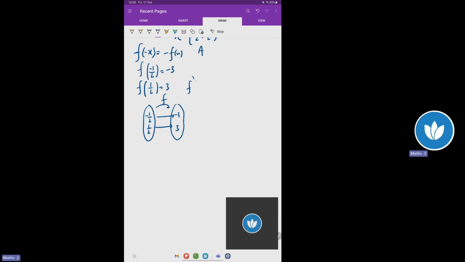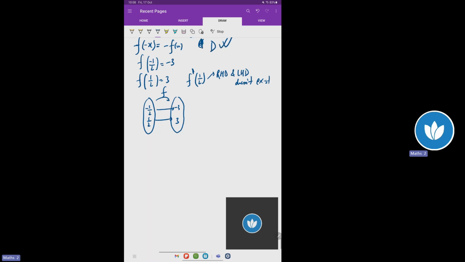f dash of half is equal to 6. See, f dash of half, since this function is a point function, which is only defined at half, we cannot define it in the right neighborhood or left neighborhood of half. It means its right hand derivative and left hand derivative won't exist. That is why f dash doesn't exist. So A is correct, B is correct, C is also correct. So which option is incorrect? Option D is incorrect.